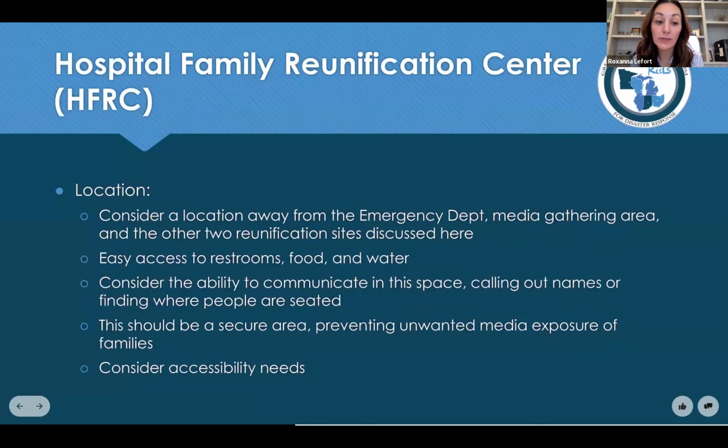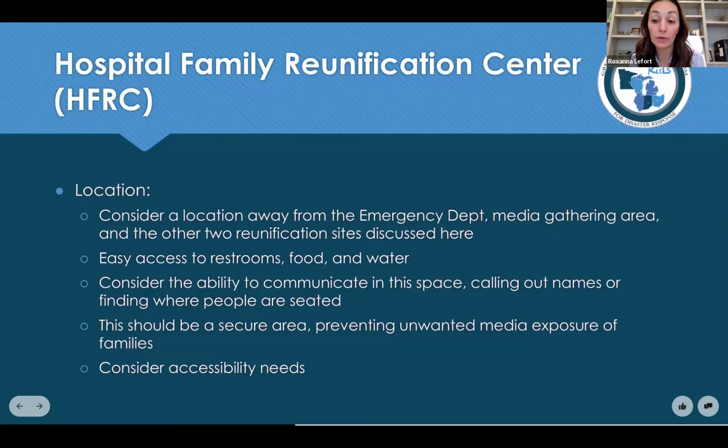So for the location of this center, you really want it to be away from the emergency department. And oftentimes that can be difficult. Parents or family members don't want to leave the clinical areas because they feel like they're not going to be able to find their child if they leave. So really having a secure place that is well demarcated, with signage and a clear method of getting from the clinical area to the reunification center, whether it's somebody walking them there or very clear signage on how to get there. But somewhere you can clearly direct people who come in through the main entrance or the emergency department entrance.